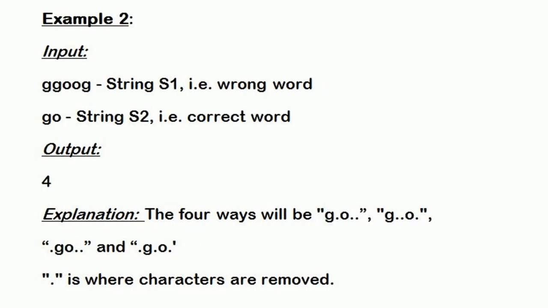Example 2. Input. GGOOG, string S1, that is the wrong word. Go, string S2, that is the correct word. Output. 4. Explanation, the four ways will be G.O.., G.O.., ..GO. and .G.O. Dot is where characters are removed.